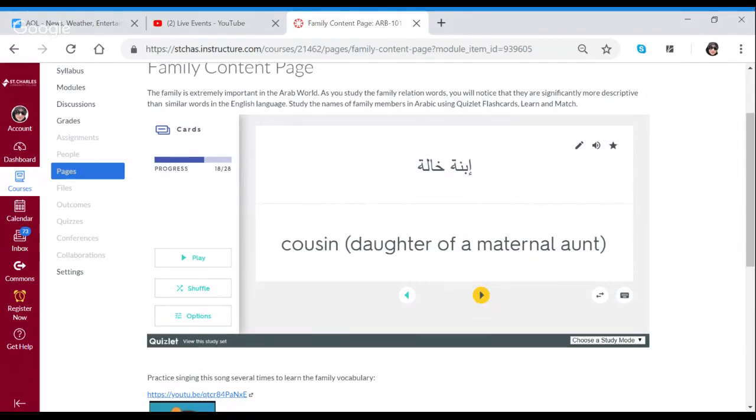Next one, Ibnat Khala. Ibnat Khala is the daughter of a maternal aunt. Okay, we know it's a daughter because, again, we have that ta marbuta at the end. We know it's an aunt because it has a ta marbuta at the end, and it's khal, so we know that it is maternal as opposed to paternal, on the mother's side, not the father's side. Okay, so those were our cousins. See how many cousins they have.